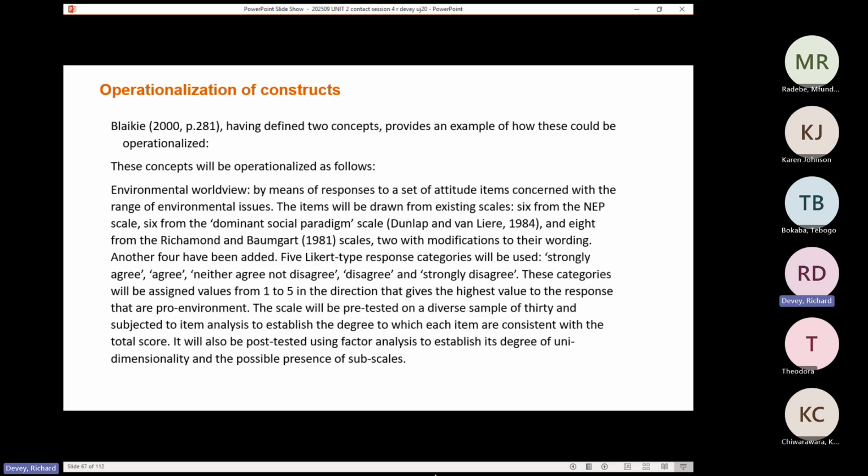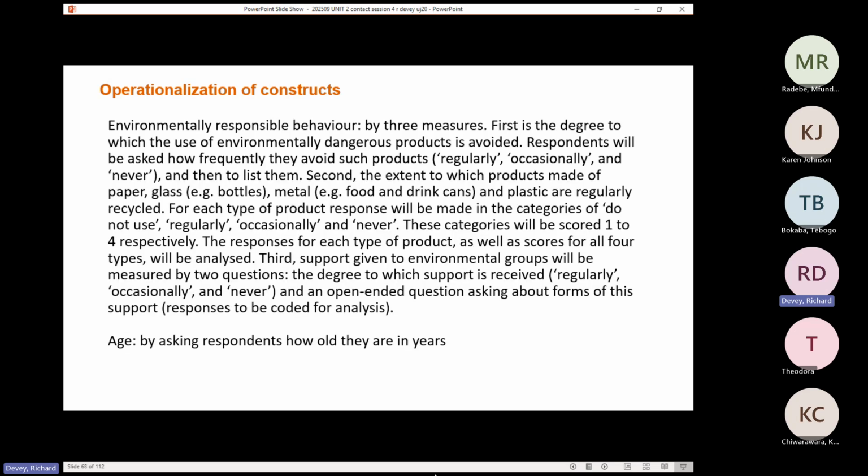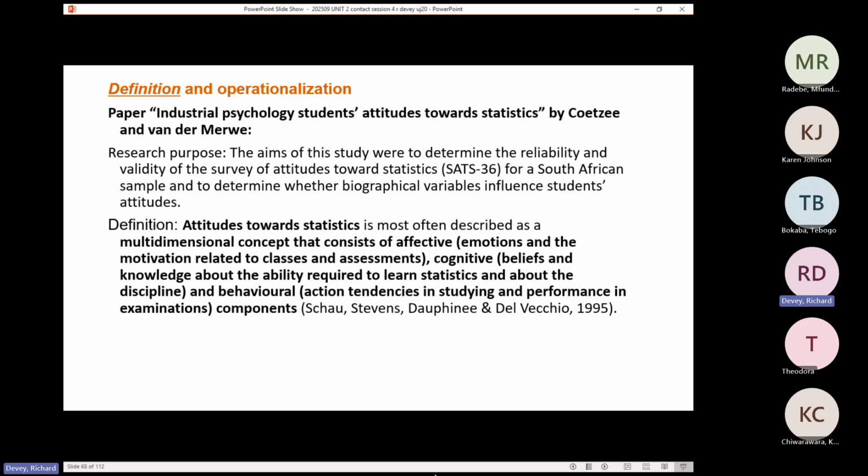Okay, so this is again just taking the Blakey concepts and operationalizing them. You can read the slides to see these and read the chapter. I'm not going to go through these ones. Have a look at that chapter. I'll send you a note to remind you to look at that chapter. This is just making the link between the definition and the operationalization of the concept. But if you read the chapter, you'll get a better idea of how it all fits together. Okay, then this is also from Blakey, so I'm not going to go through this one either. I want to move on to some slightly different definitions.